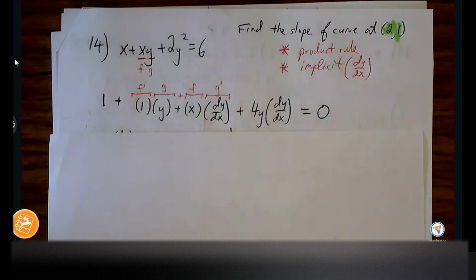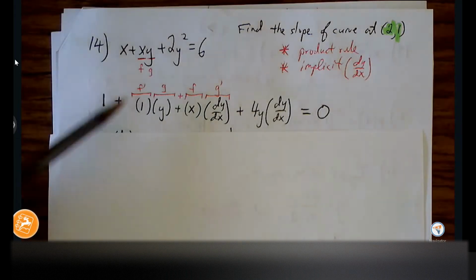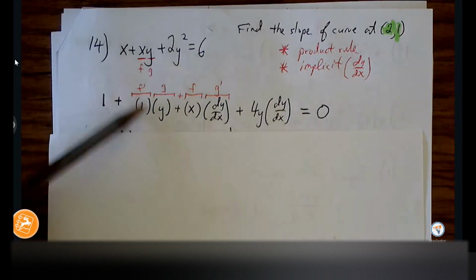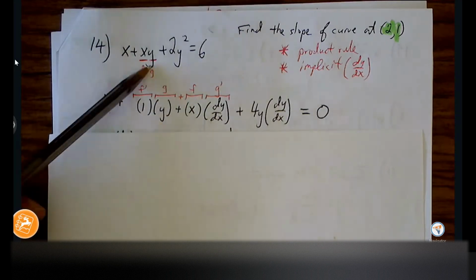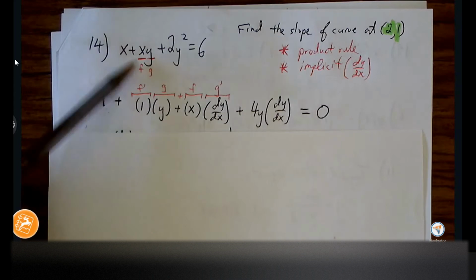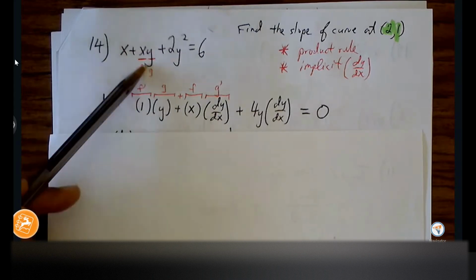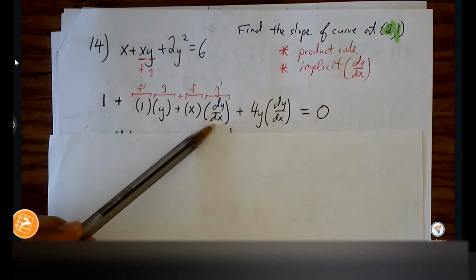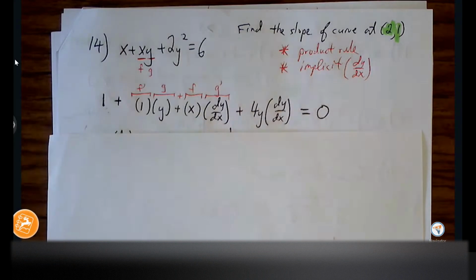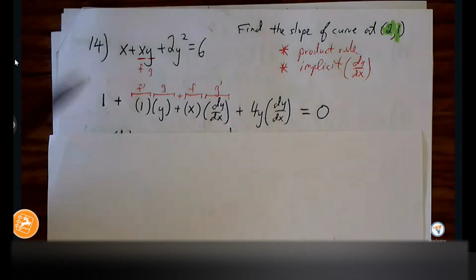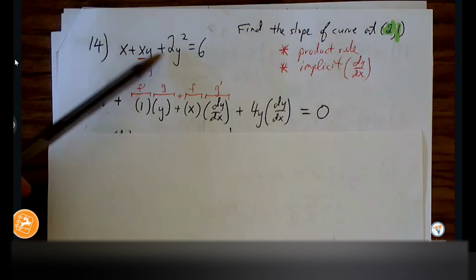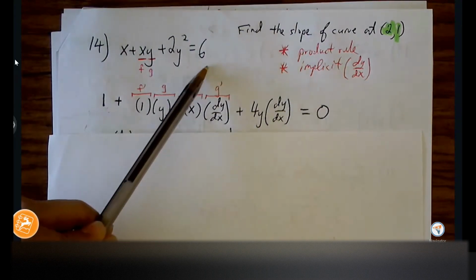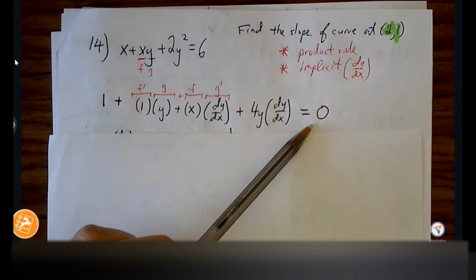All right, so x becomes 1. For the xy portion, we do f prime g plus fg prime. So x becomes 1. We keep the g function back to f, and then y's derivative is dy/dx. All right, keep going here. 2y squared becomes 4y dy/dx. And then the 6 is a constant, so that constant will go to 0.